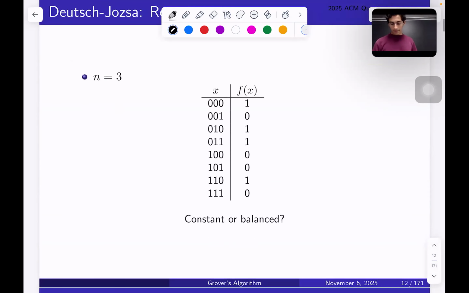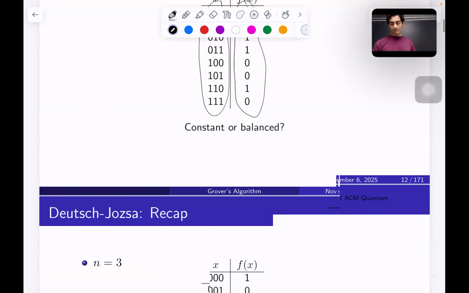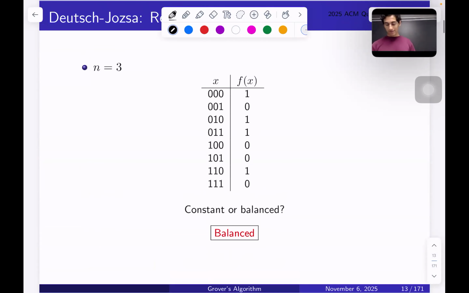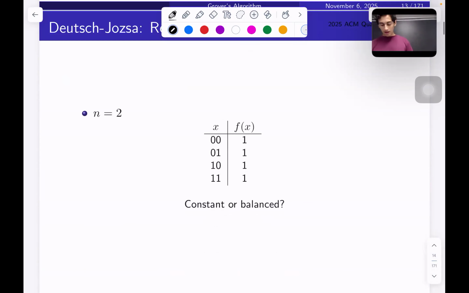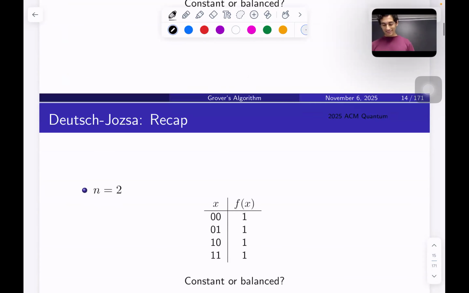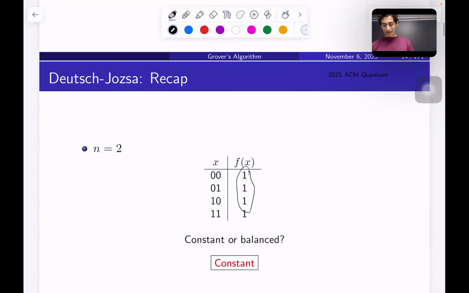Again, as an example we went through, these are our function's outputs for these inputs. Is this one constant or balanced? Balanced, because half the outputs are zero and half are one. This one, constant or balanced? I'll just say it's constant because all the outputs are one no matter what you input. Everyone good?